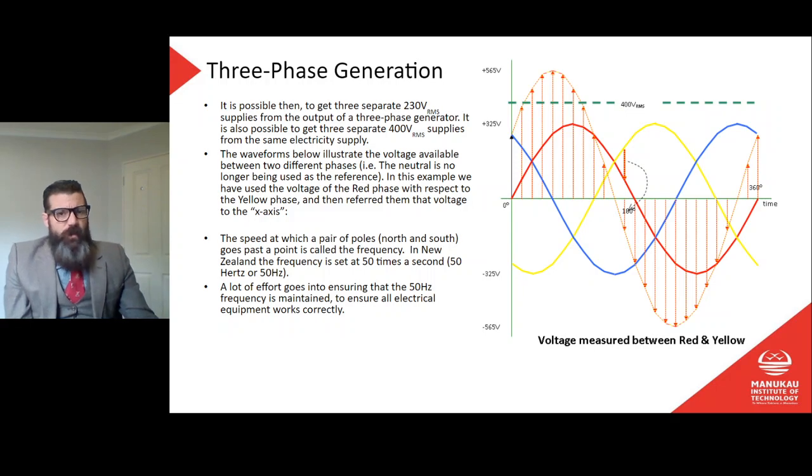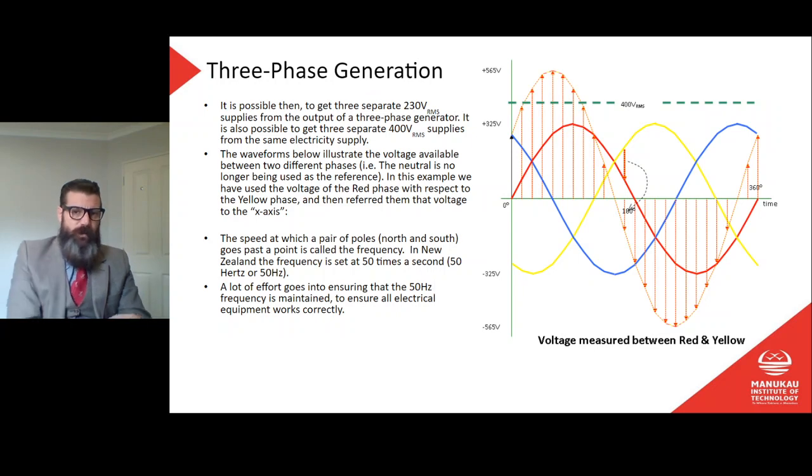So, it is possible then to get 3 separate 230 volt supplies from the output of a 3-phase generator. It is also possible to get 3 separate 400 volt supplies from the same electricity supply. The waveforms below illustrate the voltage available between 2 different phases. The neutral is no longer being used as the reference. So as I just said, they're basically each other's neutral. In this example, we've used the voltage of the red phase with respect to the yellow phase, and then referred that voltage to the x-axis.